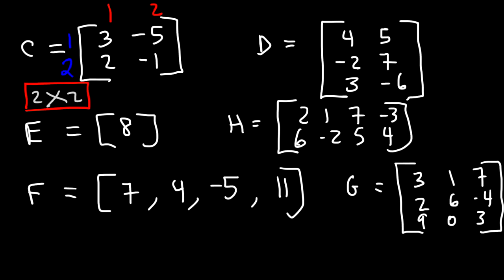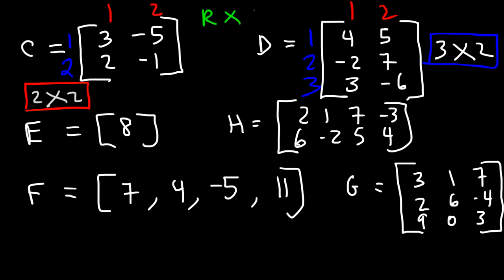In a square, all sides are the same. Now, for matrix D, we have 3 rows and 2 columns. So this is going to be considered a 3 by 2 matrix. The order of the matrix is always going to be the number of rows times the number of columns.